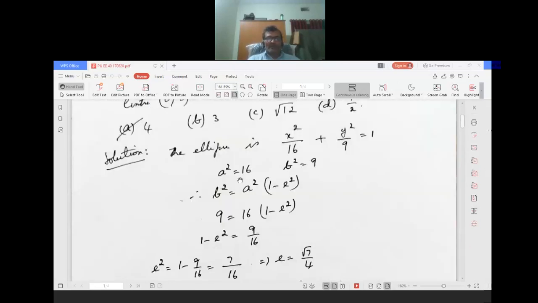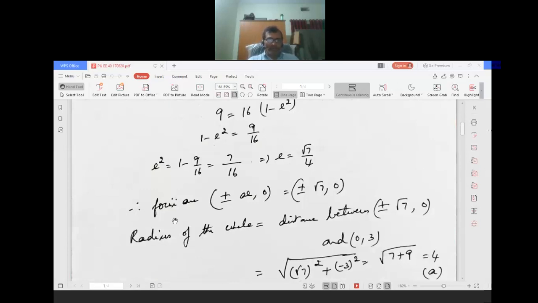Now here the ellipse is given as in the question, x squared by 16 plus y squared by 9 equals 1. The standard form of the ellipse is x squared by a squared plus y squared by b squared equals 1. So a squared is 16 and b squared is 9. We use the formula b squared equals a squared into 1 minus e squared. So 9 equals 16 into 1 minus e squared. From that we find out e. 1 minus e squared is 9 by 16. e squared equals 1 minus 9 by 16, that is 7 by 16. So e is equal to square root of 7 divided by square root of 16, that is 4.